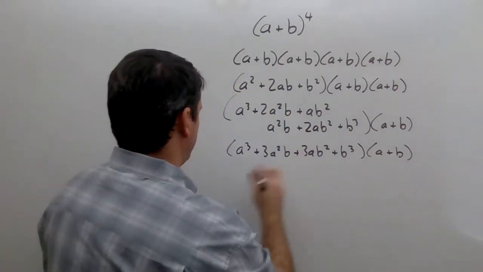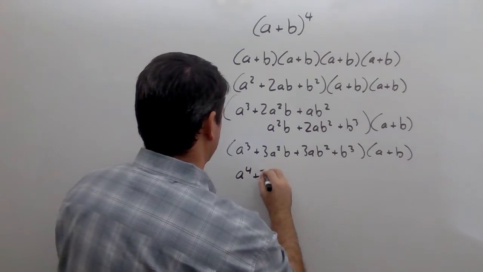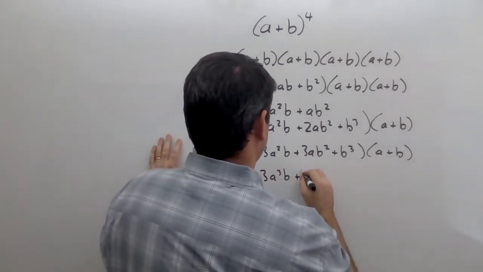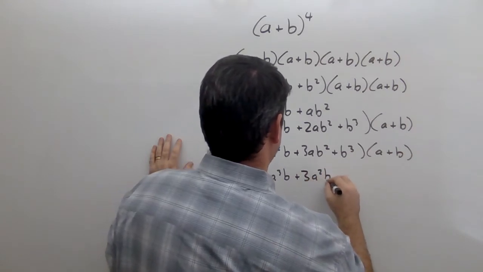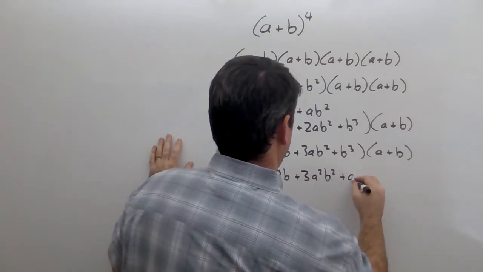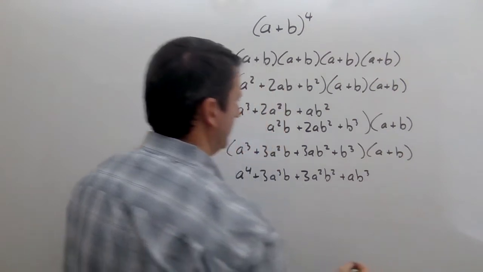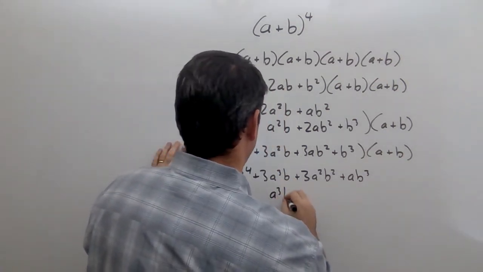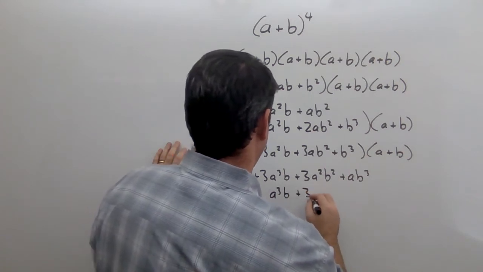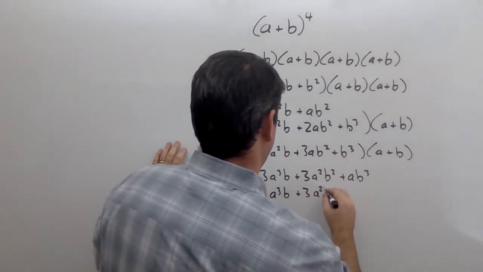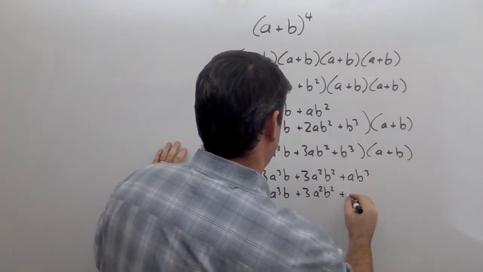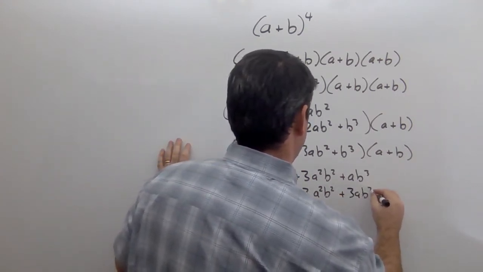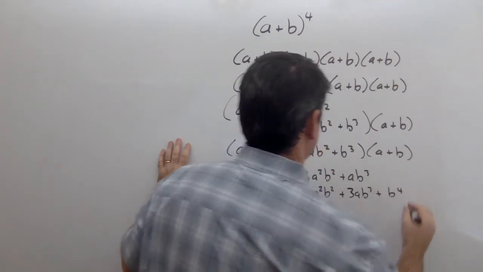So multiplying all of this by a, we get a to the fourth plus 3a to the third b plus 3a squared b squared plus ab cubed. And then everything times b gives us a cubed b plus 3a squared b squared plus 3ab cubed plus b to the fourth.